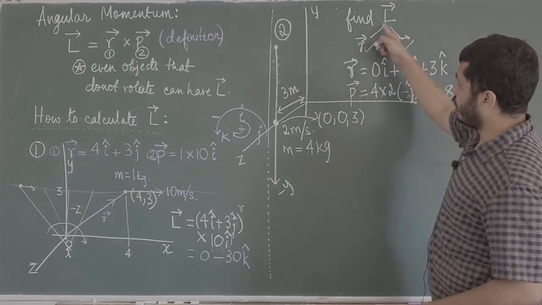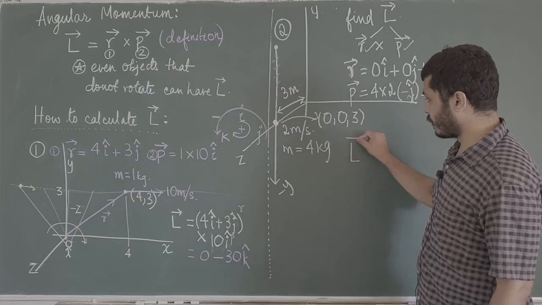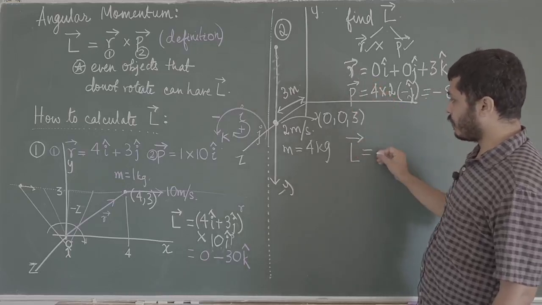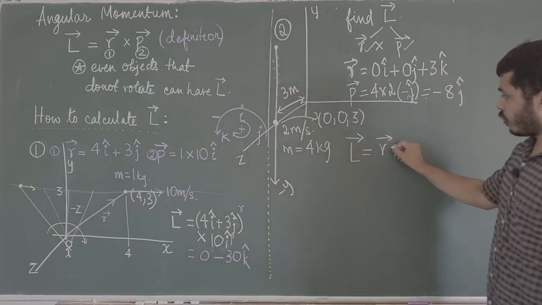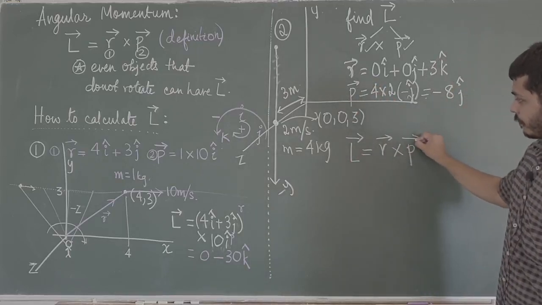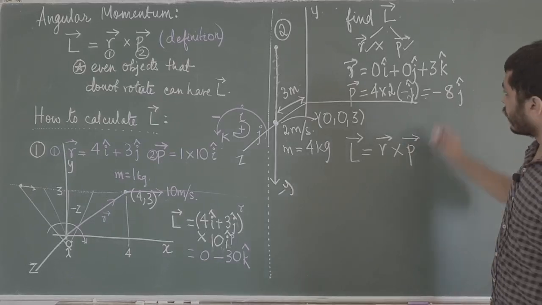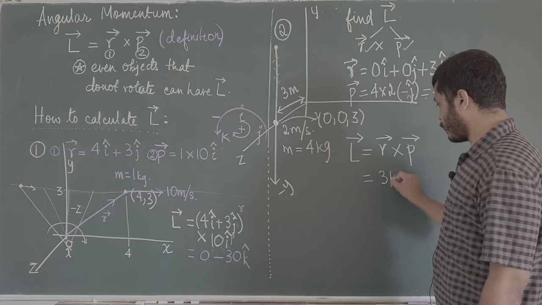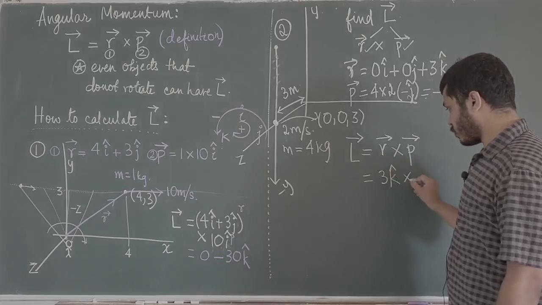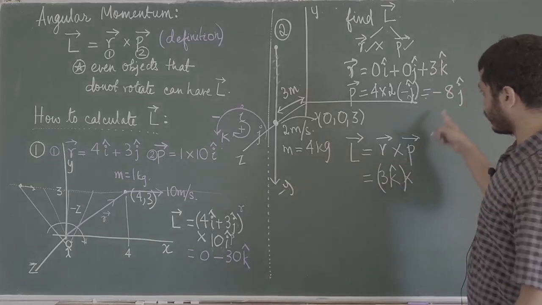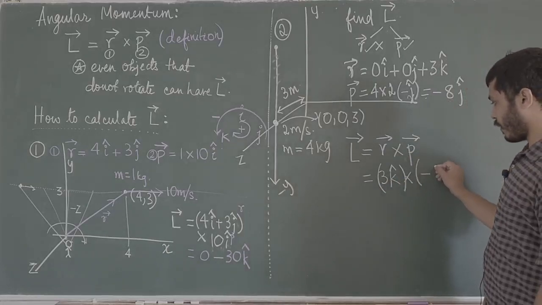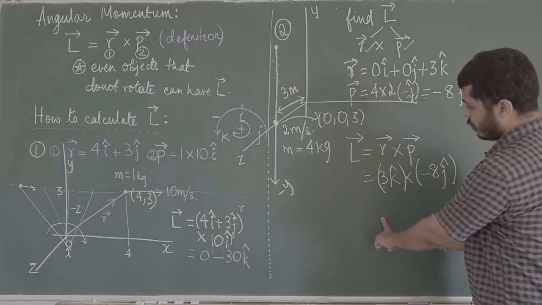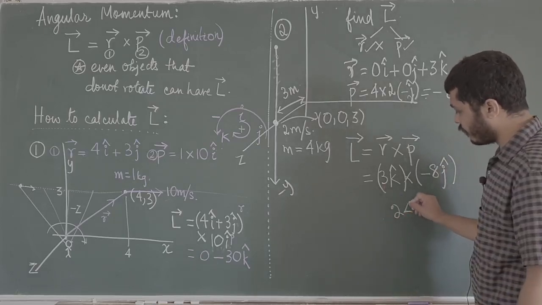Now if you want to find out l from here, l vector is equal to r vector cross p vector. So r vector cross p vector. Okay, what is the value of r? R value is equal to 3k. So r vector is 3k cross, what is p vector? Minus 8j. So p vector is minus 8j. Multiply the numbers together, so you will simply get 24.